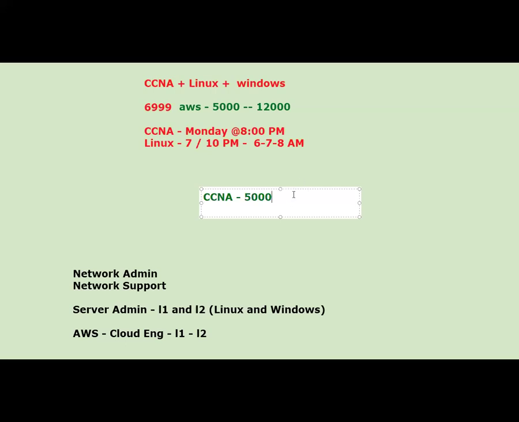Okay, I can say one more thing here. Just go with the package. Learn CCNA now. After three or four months, if you want to come for Linux administration, you're already part of the package, so you can just continue with Linux administration. That is much better.